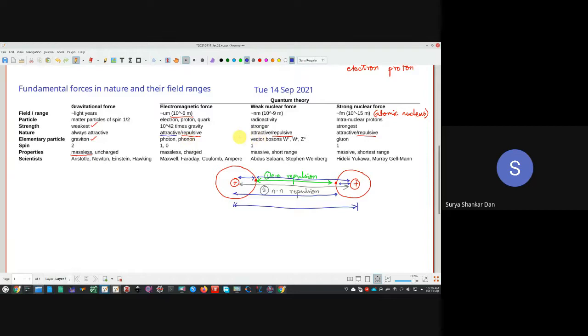Okay, very good. Now, what is even more interesting is this fact: the electromagnetic force is 10 to the power of 42 times larger than gravity. So it means that the atoms and the electrons in the solid state are essentially held together by this electromagnetic force.